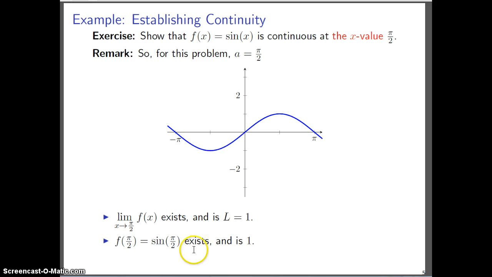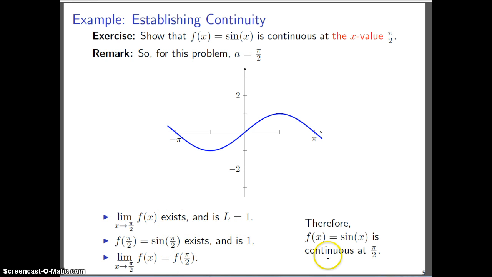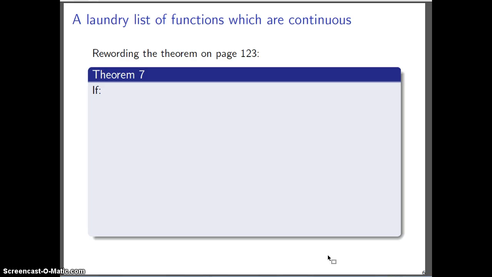Now in part 2, we needed to show that f of a exists, or in this case f of pi over 2. And sine of pi over 2, yeah, now we actually need to uncover the ribbon. Definitely, we get a particular y value here, and that is 1. And these two numbers, 1 and 1, match. And therefore we've met all 3 requirements to show that sine of x is continuous at pi over 2. So that's establishing continuity. That's kind of going through this flow chart once.